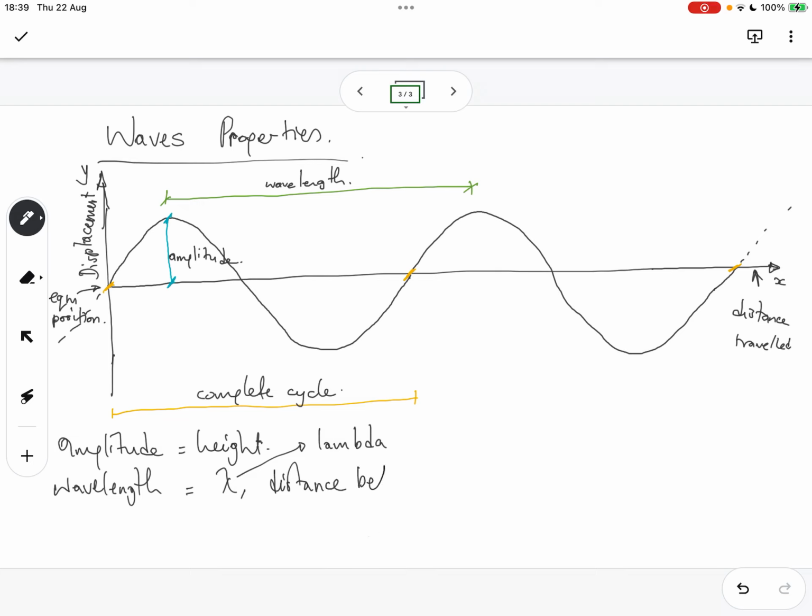So distance between 2 crests. So crest being that point. And it's measured in meters. M.